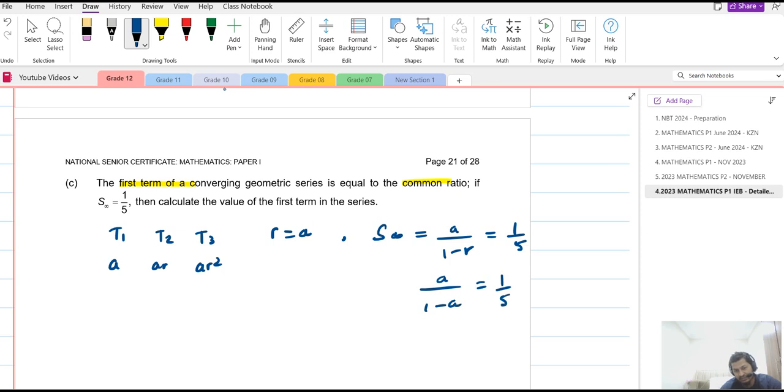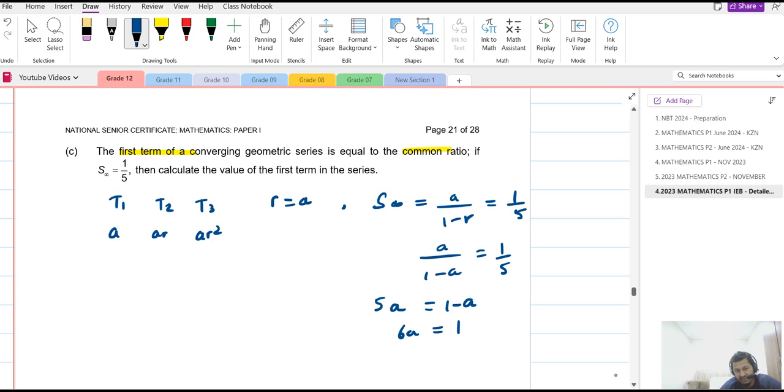Cross multiply. We have 5a equals 1 minus a. Bring the a over. We got 6a is equal to 1. Remember, 1 times 1 minus a is 1 minus a, and 5 times a is 5a. So therefore, a is now equal to 1 over 6. I hope you guys understood that. So term 1 is equal to 1 over 6. Calculate the value of the first term in the series. So the first term in the series is 1 over 6.